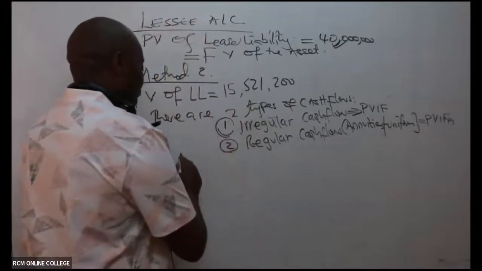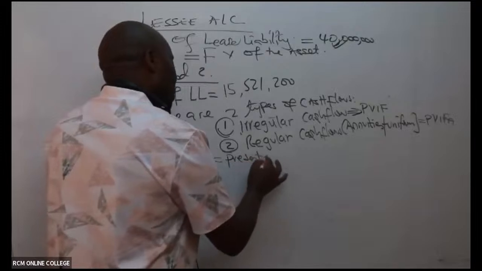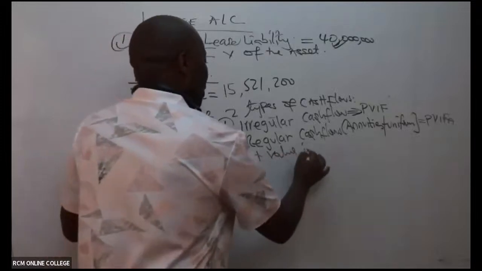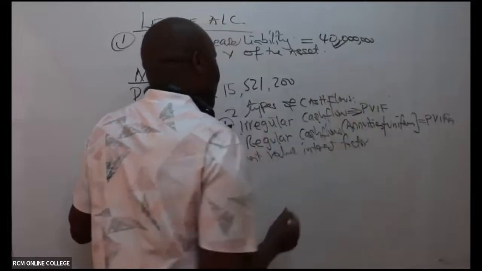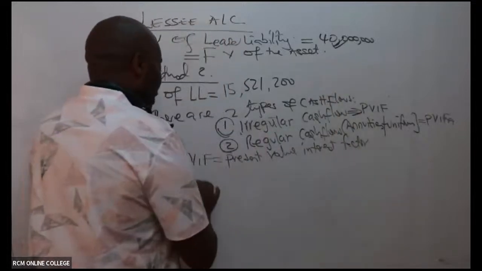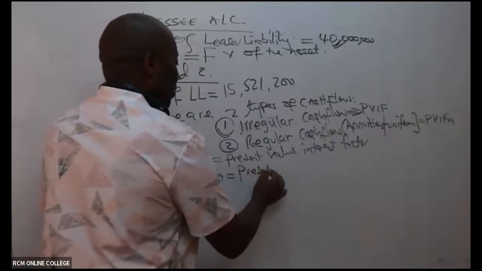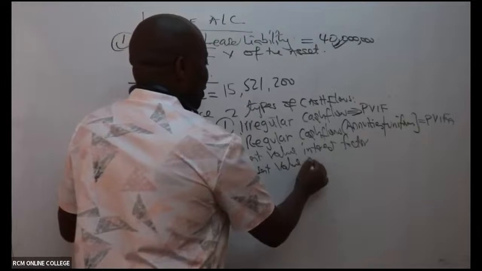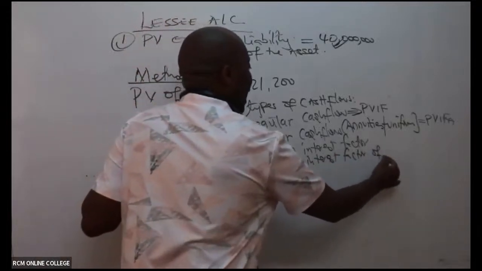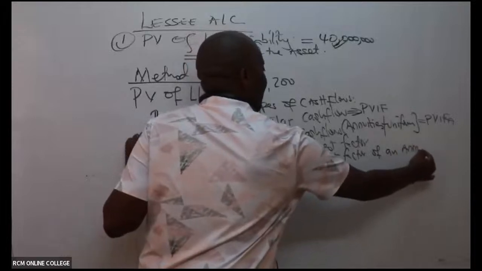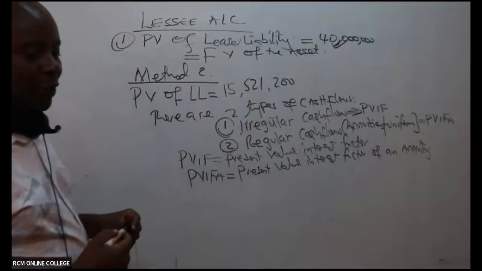So whenever it comes to discounting irregular cash flows, you shall use PVIF. PVIF stands for present value interest factor. And then we have PVFA, which stands for present value interest factor of an annuity.